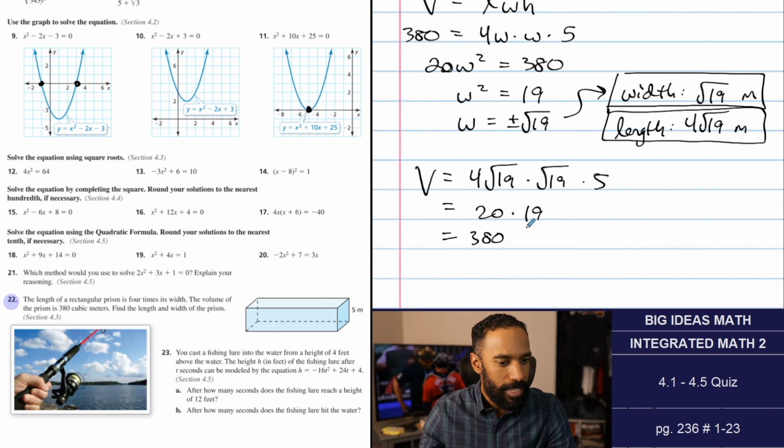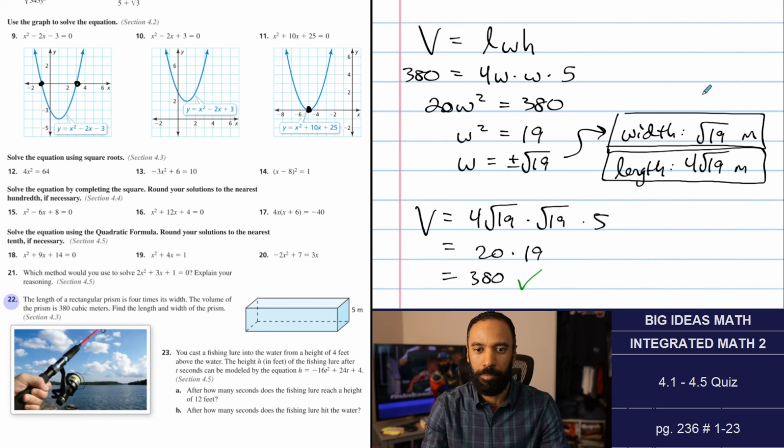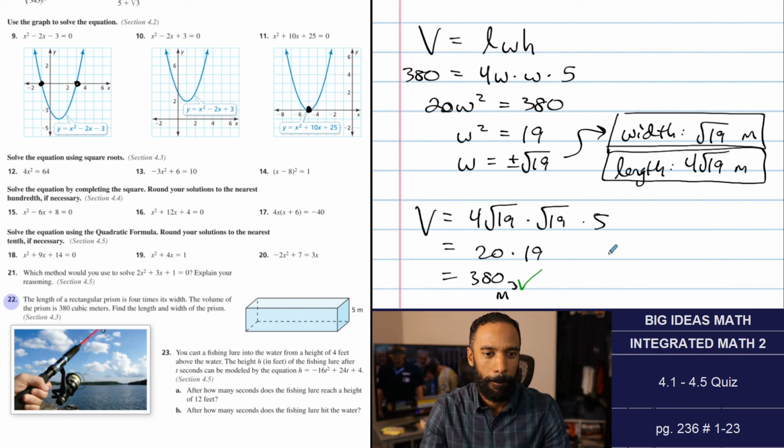Was that what we needed? Yep, 380 cubic meters. Sorry if I said square meters earlier. I very well may have. But 380 cubic meters, that all checks out. That's the final answer, width and length of the prism.